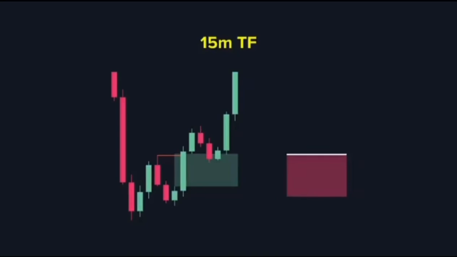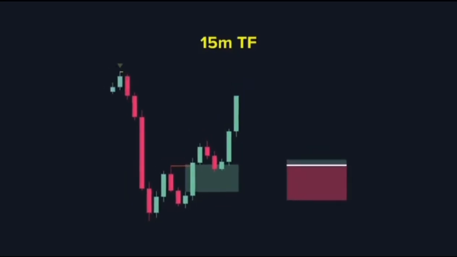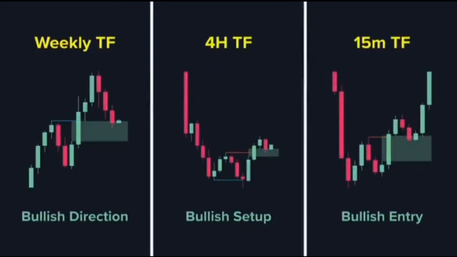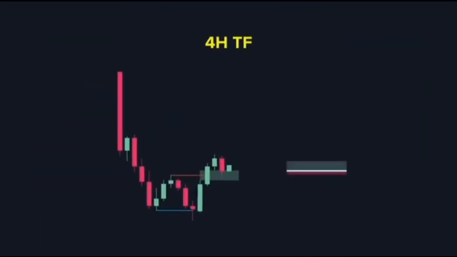But then as for setting a take profit target, you could of course just target the latest 15-minute swing high, which by all means is a nice trade. But on the other hand, because we have gone through the process of aligning our time frames, we now have the option to aim for higher targets, like this previous high on the 4-hour chart.